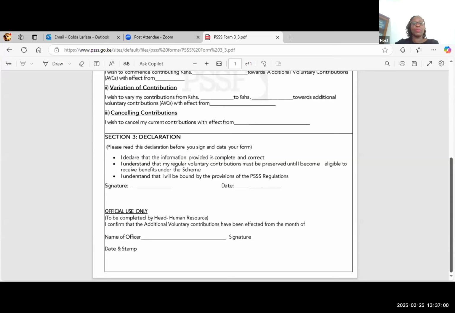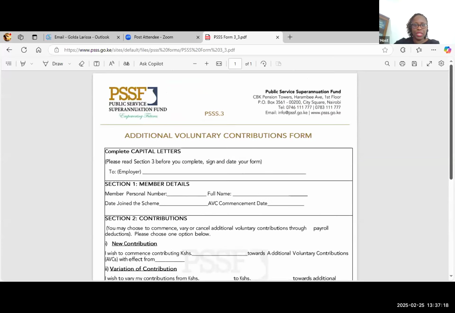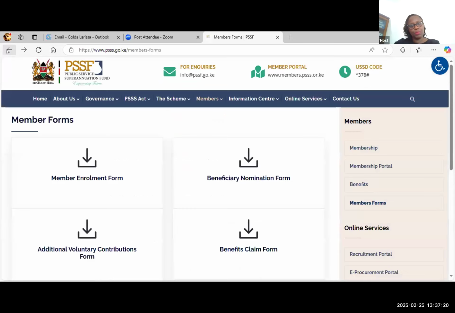And a copy of the same will be sent to us so that we can be able to track. We will know that a member called Janet requested for additional voluntary contributions starting March 2025. Has that been effected? Then we are able to confirm and follow up with payroll just in case that has not been done. Even as we proceed, you can see that these forms are easy. We promised that they were going to be simplified, they were going to be easy forms to complete. And I hope we have lived up to that promise.